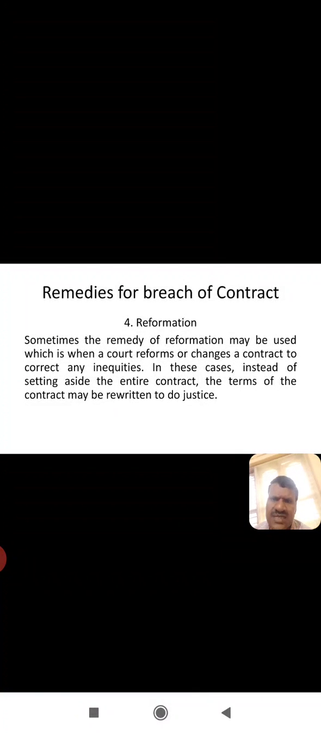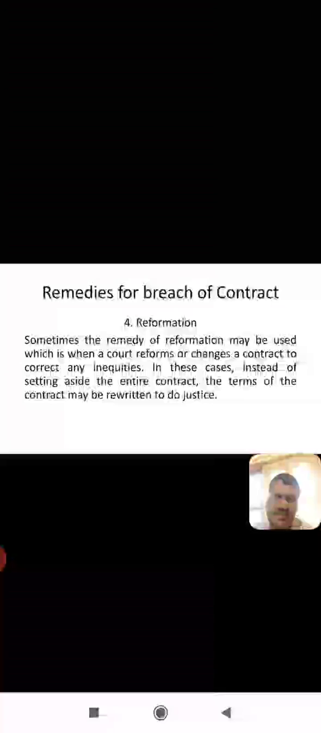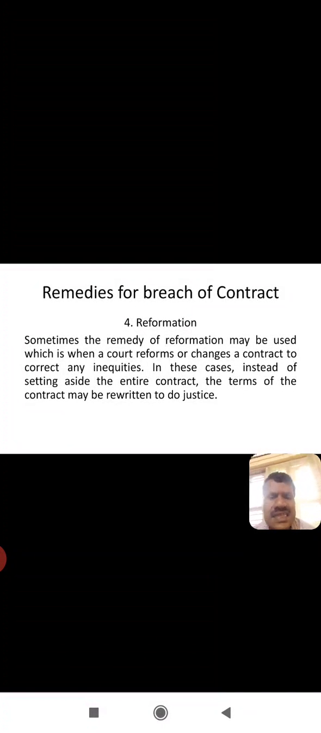Reformation. Sometimes the remedy of reformation may be used, which is when the court reforms or changes a contract to correct any inequities. In these cases, instead of setting aside the entire contract, the terms of the contract may be rewritten to do justice.